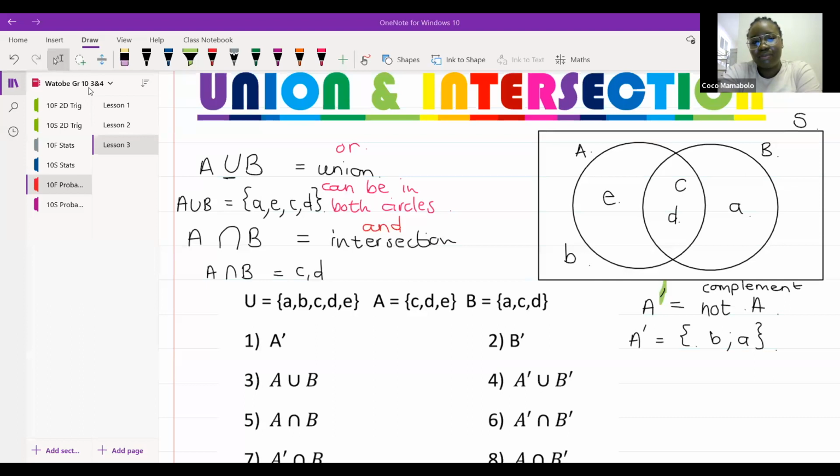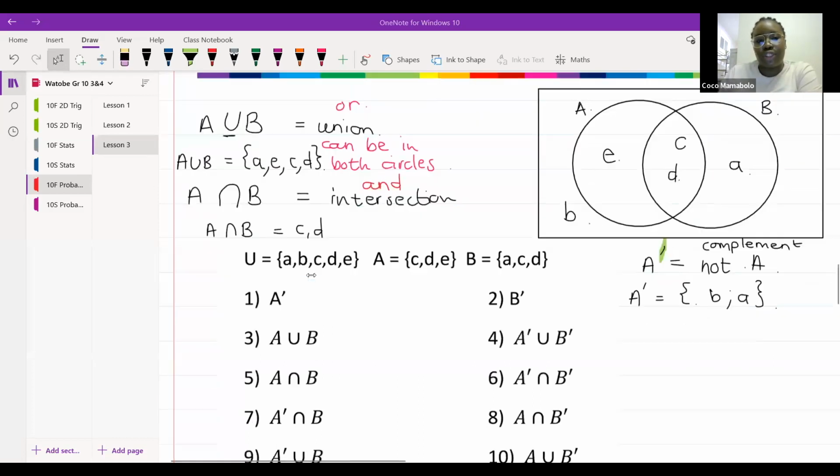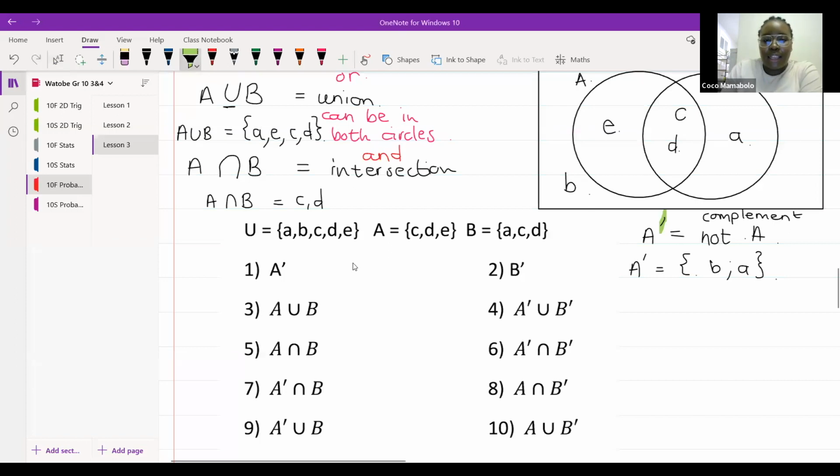Can you please explain the part where it says A equals not A there, ma'am? Okay, so let's look at this first question over here, Sinako. It's saying that they want the A, and you see there's a bit of a dash here, right? There's like an A with a little apostrophe. This means they want the complement of A. So what they want is all the values that are not in A.